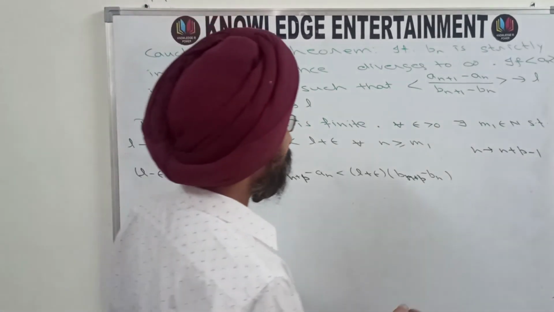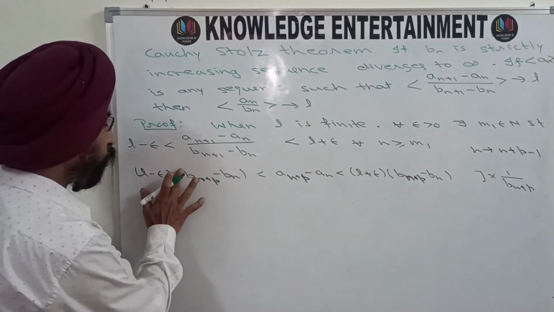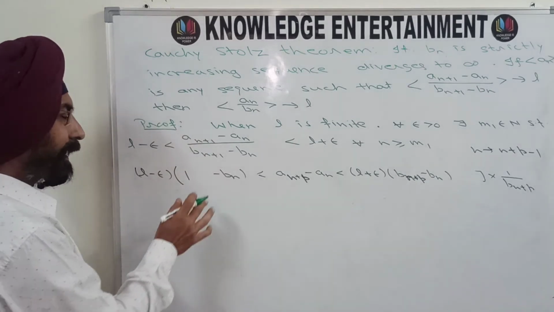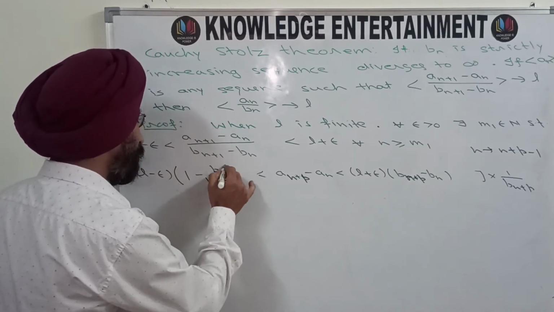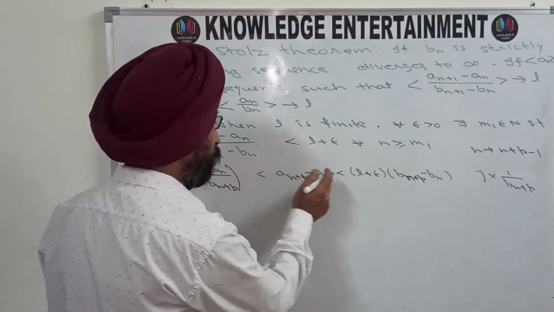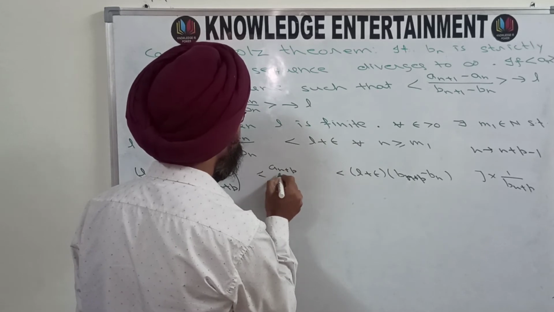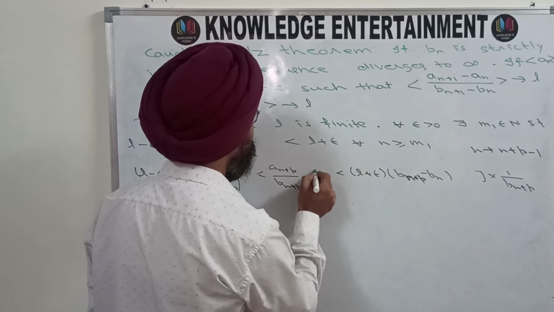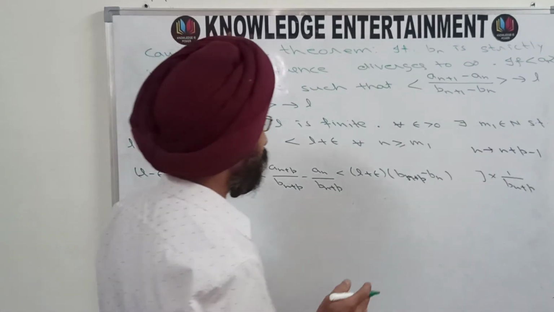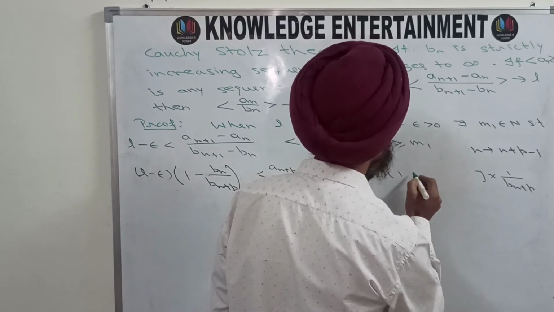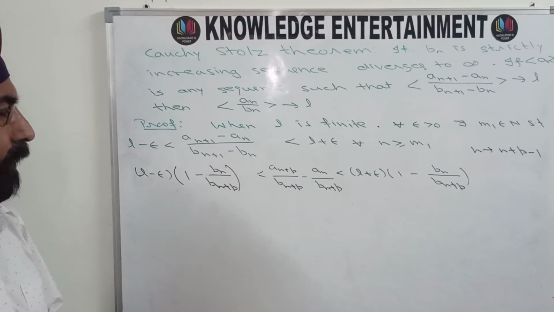And now multiply this inequality throughout by 1 upon b_{n+p}. What will you get? On the left you will get (L minus epsilon) times (1 minus b_n upon b_{n+p}). In the middle you will get both terms divided by b_{n+p}, so a_{n+p} divided by b_{n+p} minus a_n divided by b_{n+p}. And on the right-hand side, you will get (L plus epsilon) times (1 minus b_n upon b_{n+p}). So we have multiplied the inequality throughout by this term.